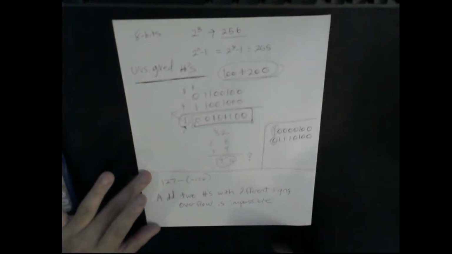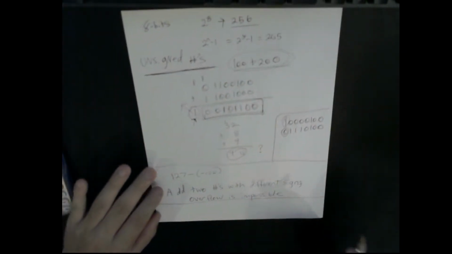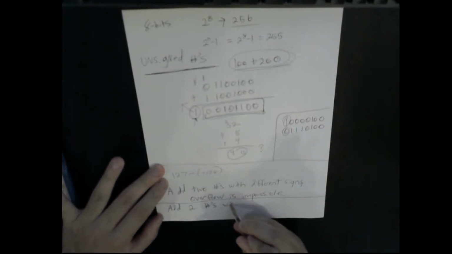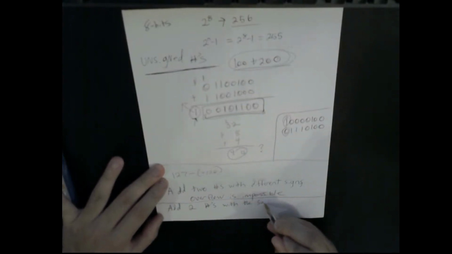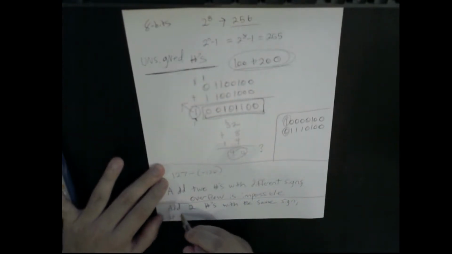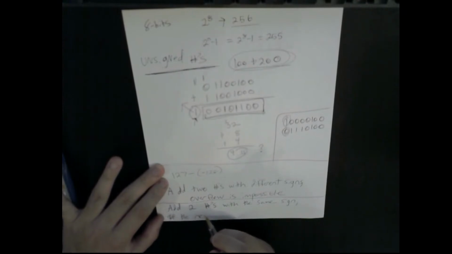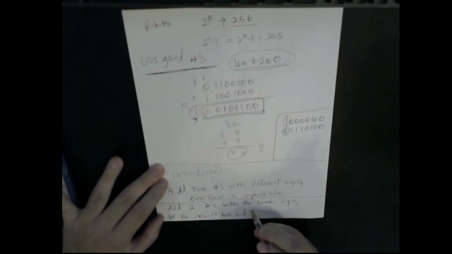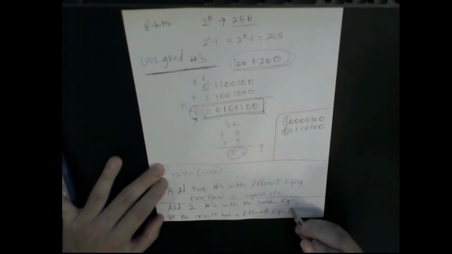So what's the second rule? So if we add two numbers with the same sign, if the result has a different sign, that's when the overflow occurs. And that makes sense, right?